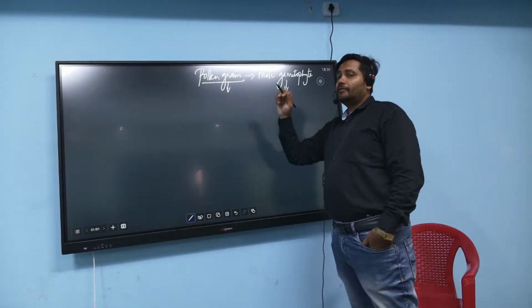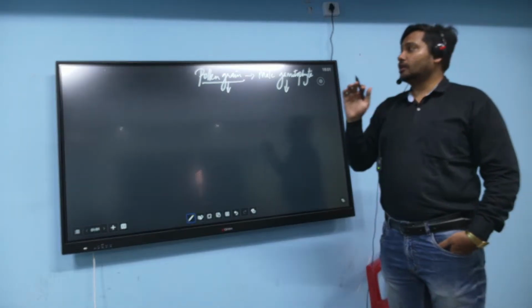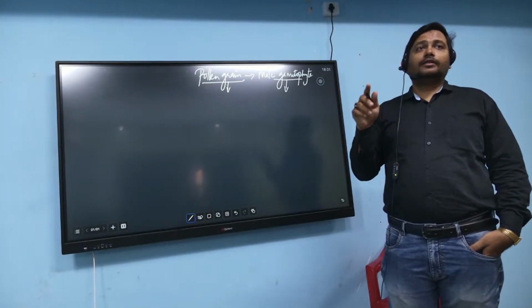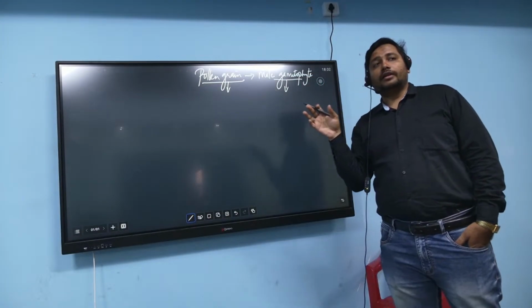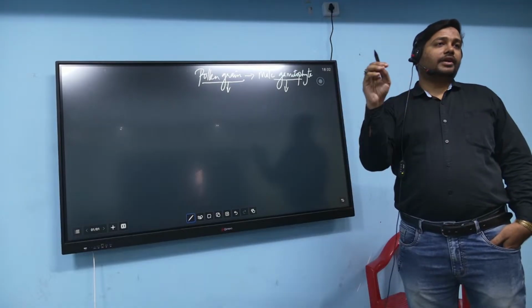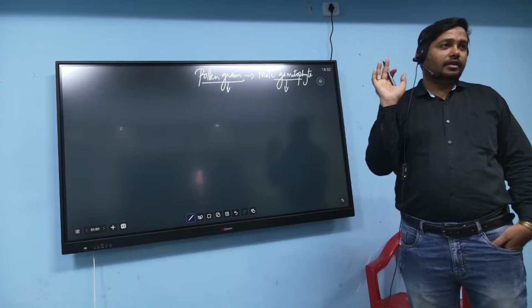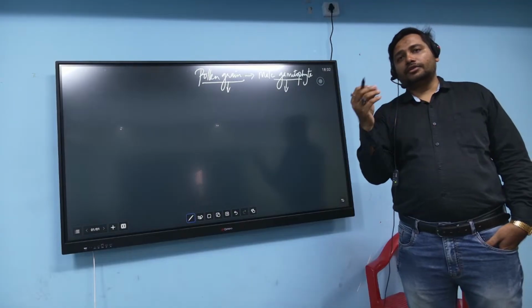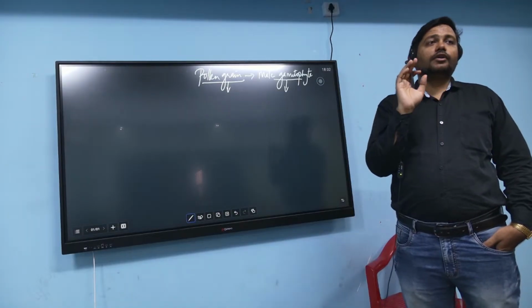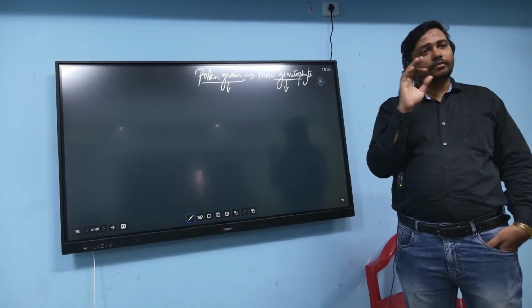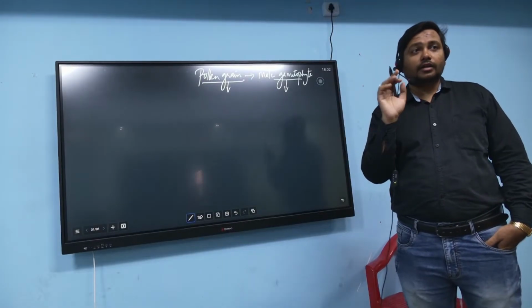So when we talk about the pollen grain, the first thing to know is that it is a male gametophyte. And this male gametophyte, this pollen grain, is microscopic in nature, which means we are not able to see it with our naked eyes. If you want to see a pollen grain, we should see it with a microscope.